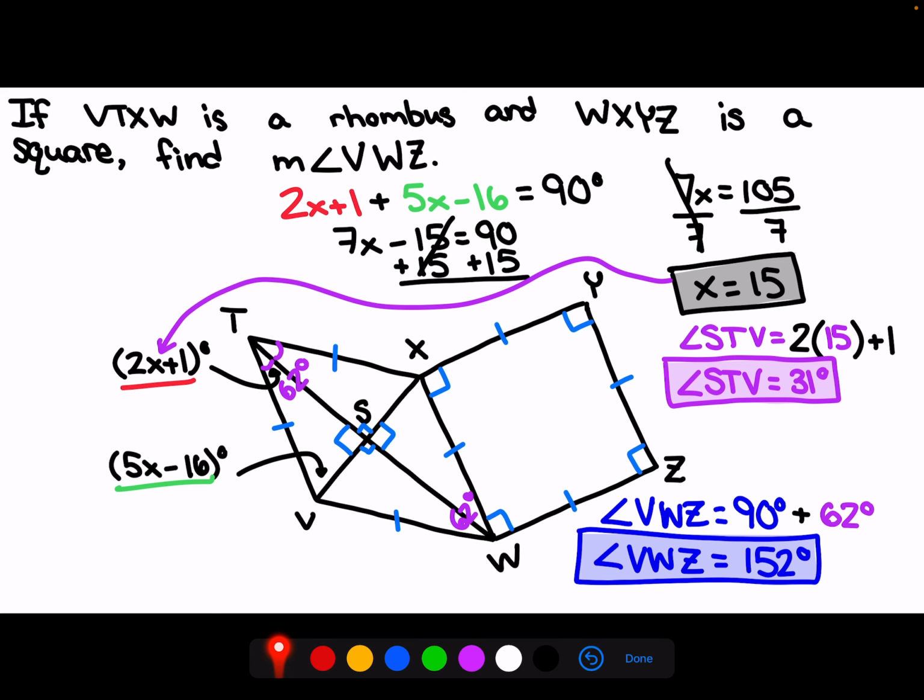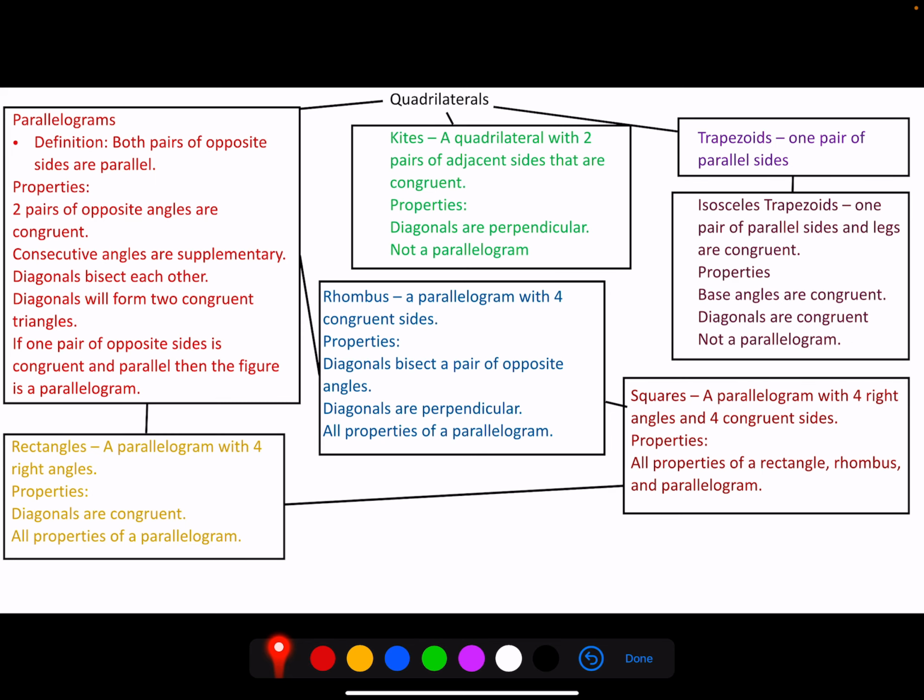All right, lastly, here are all the properties of quadrilaterals. If you guys would like to pause this video and make sure that you have all of these down, it will be beneficial to you guys.